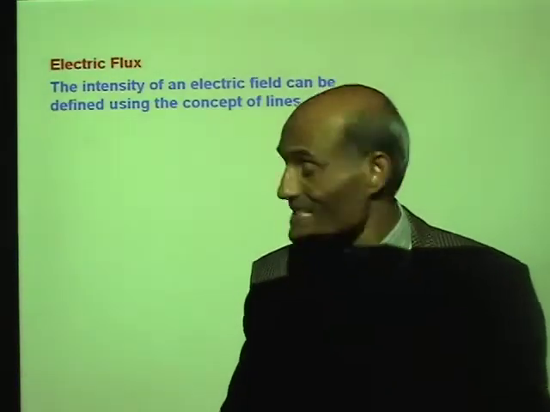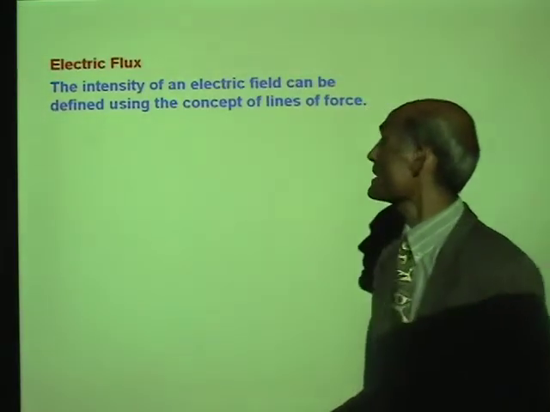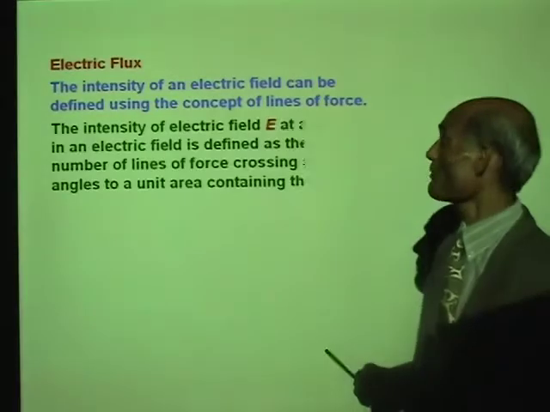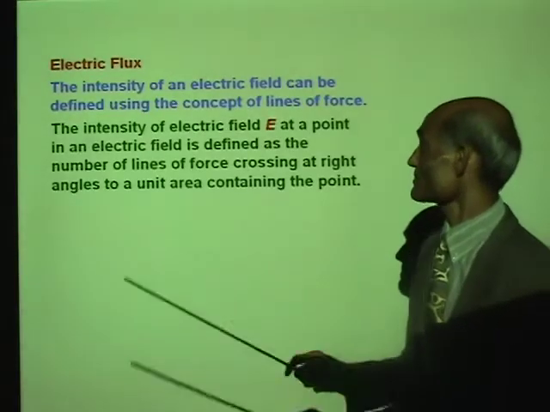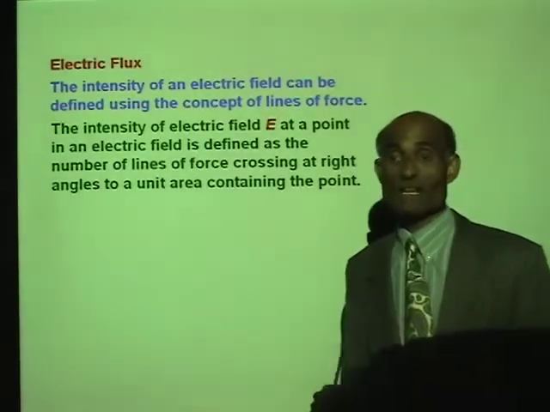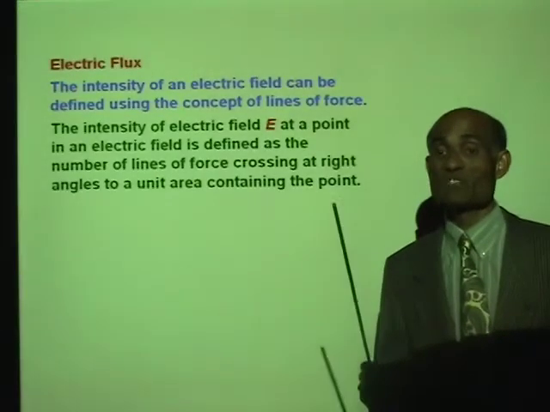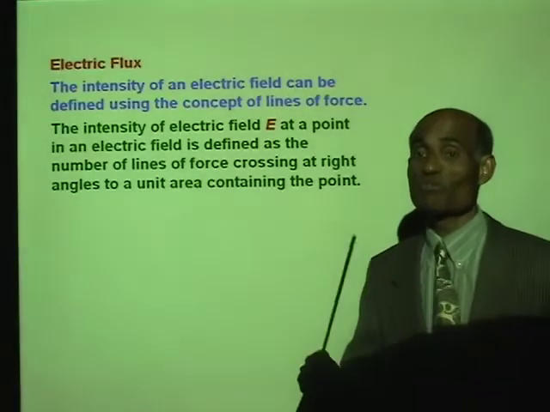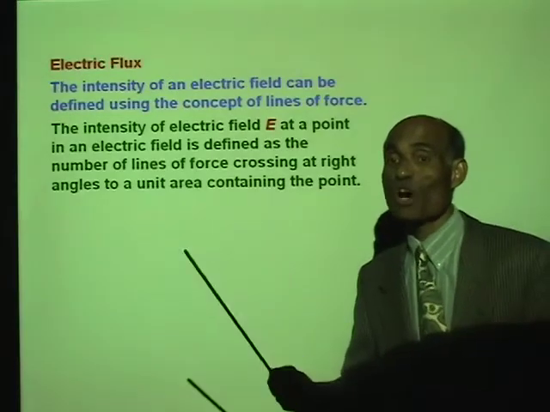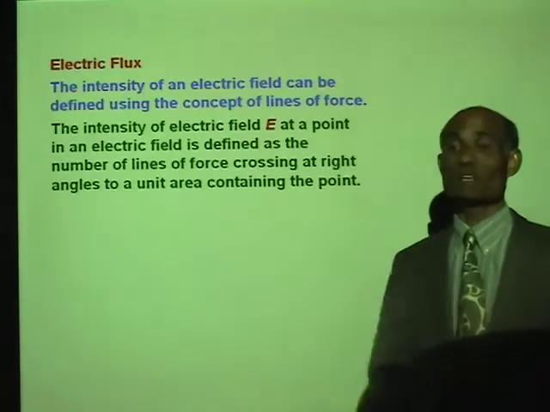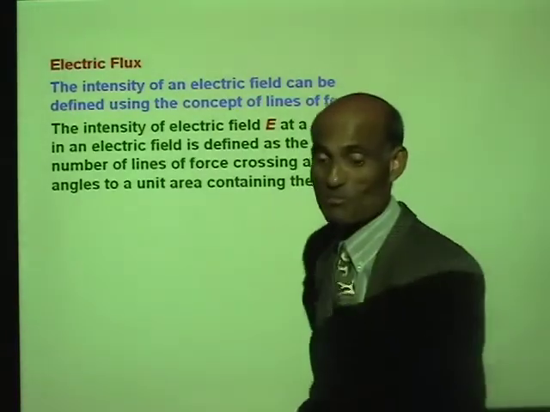So, the intensity of an electric field can be defined using the concept of field lines. The intensity of electric field E at a point in an electric field is defined as the number of lines of force crossing at right angles to a unit area containing that point.